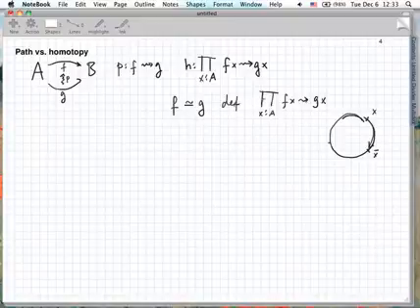If you wrote this in set theory, it would make no sense. It would say for every x, there is a path from f of x to g of x. That's not a homotopy. So now I have the space of homotopies between f and g, and I'll use this one. So here's our second attempt.